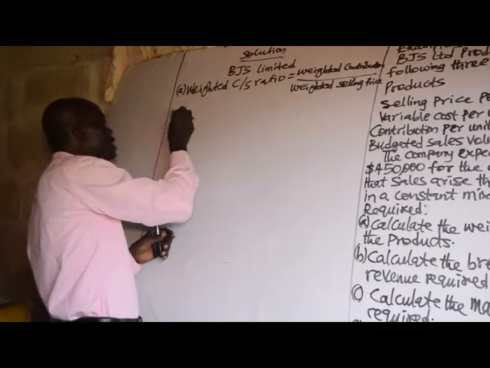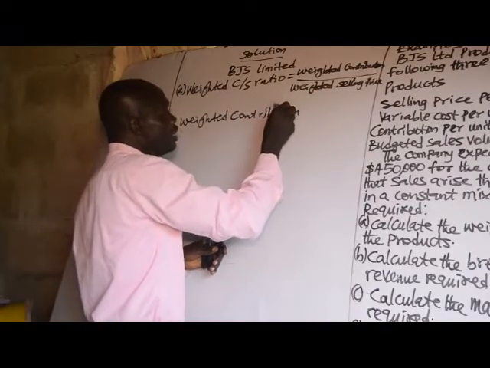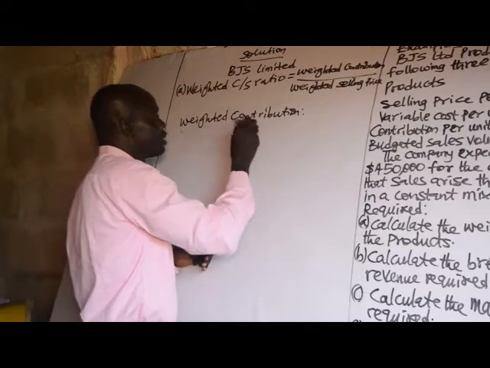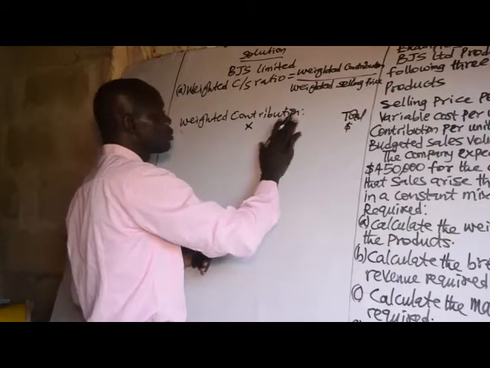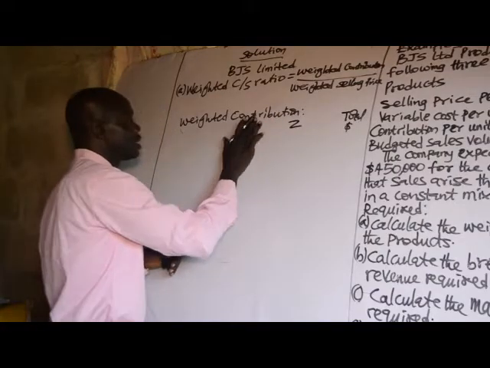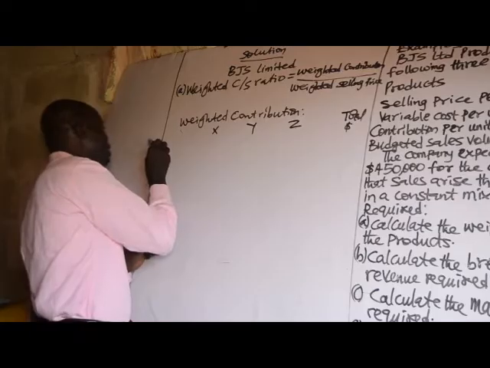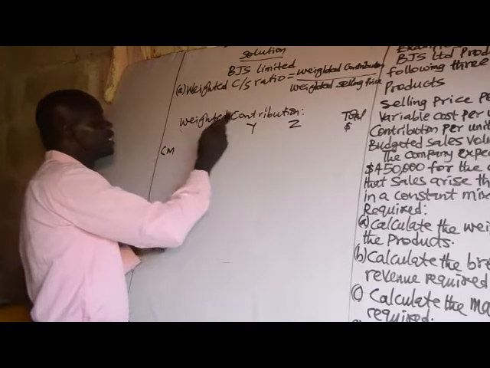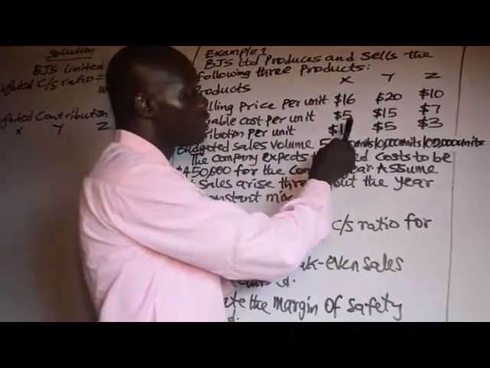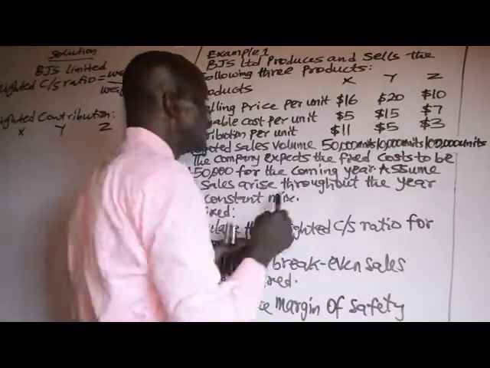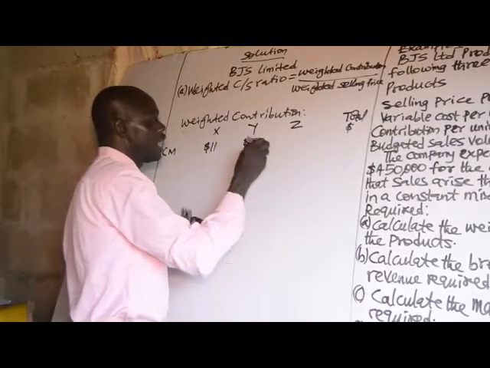So you need to determine the weighted contribution. Three products are involved: X, Y, and Z, and let me include the total. Now, our contribution margin, CM, has been given. We have $11, $5, and $3 for X, Y, and Z respectively.